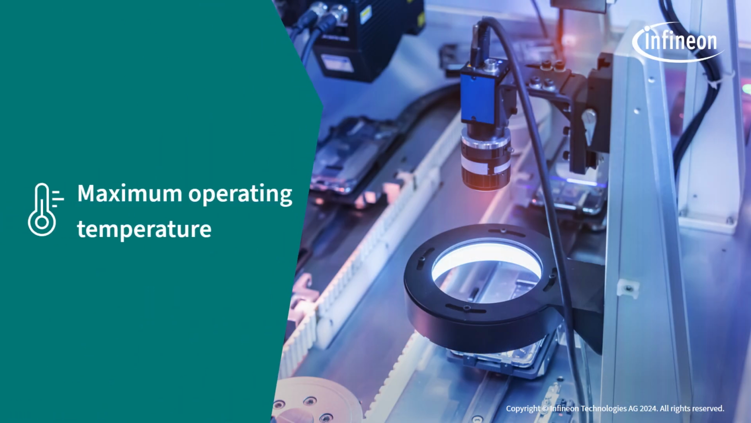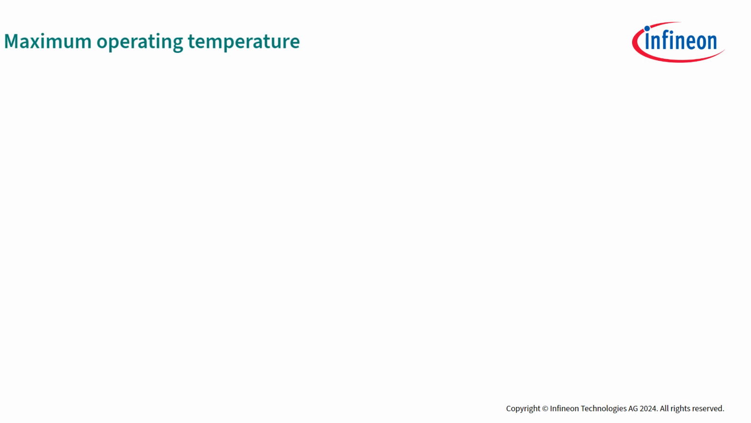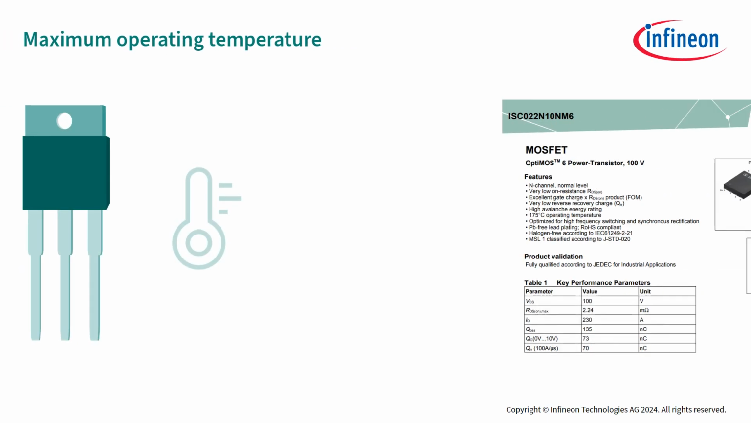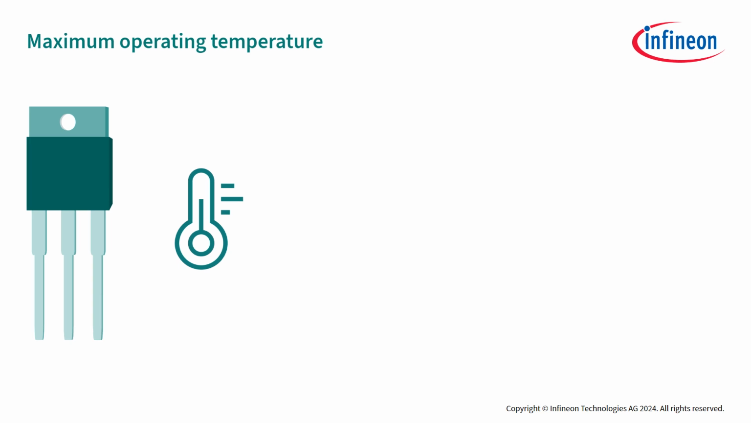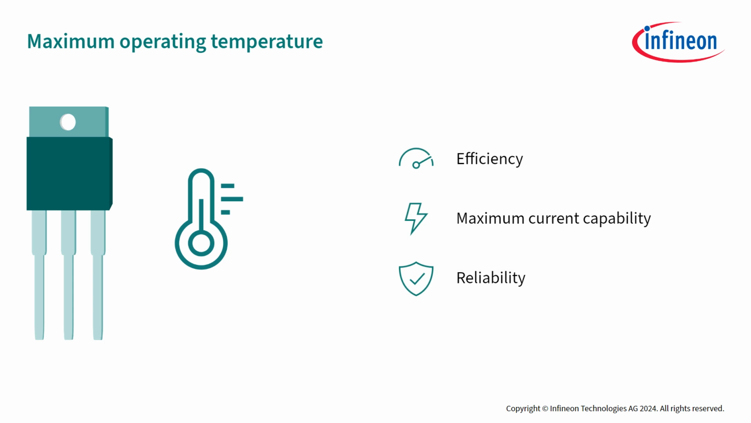Let's start by taking a look at the maximum operating temperature of MOSFETs. Many times, when discussing MOSFETs, you will see the maximum operating temperature mentioned as a parameter of high importance. But why is that? Well, first of all, the maximum operating temperature of a MOSFET affects three very important aspects: the MOSFET's efficiency, its maximum current capability, and its reliability.